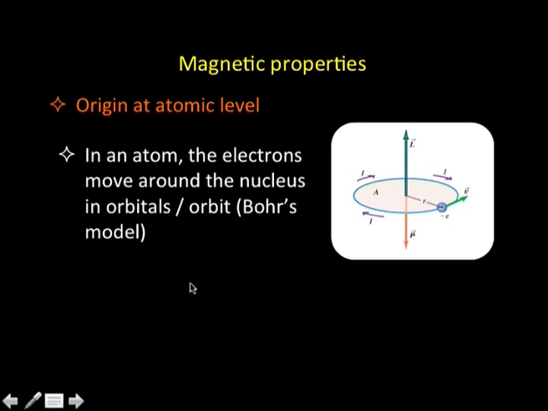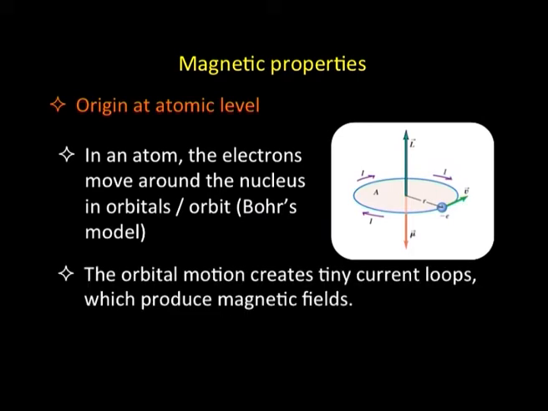Let us see that. We know that in an atom, the electrons move around the nucleus in orbitals. If we look at a simplistic model, the Bohr model, we can represent something like this. We have a nucleus here and the electron is moving around in an orbit. We know that it is a simplified version, and that the electron actually moves in an orbital. But what is important is that since the electron is a charged particle moving in a circular path, it generates a current loop, which in turn produces a magnetic field. That is called the orbital magnetic moment.